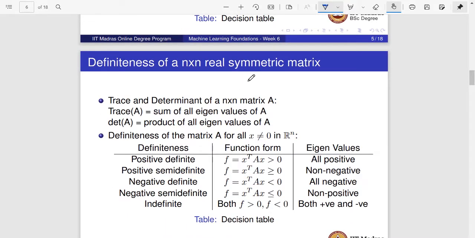Definiteness is defined for a matrix. Before that, we'll discuss the trace and determinant in terms of eigenvalues. For a square matrix, the trace is the sum of all eigenvalues of the matrix A, and the determinant is the product of all eigenvalues of A.